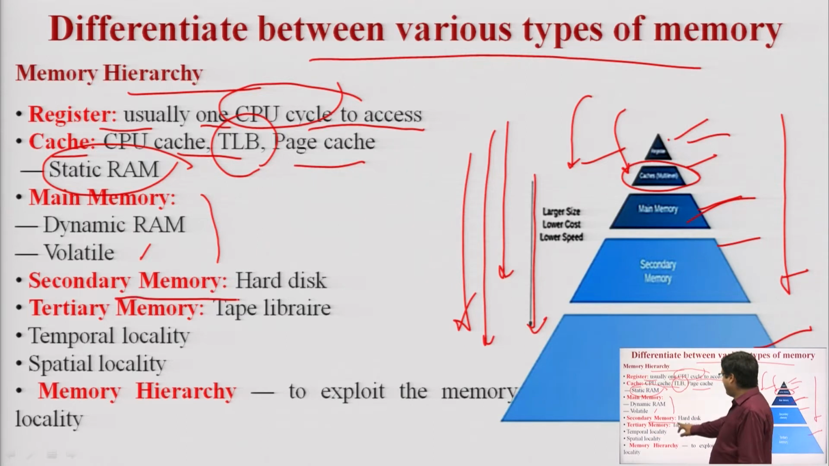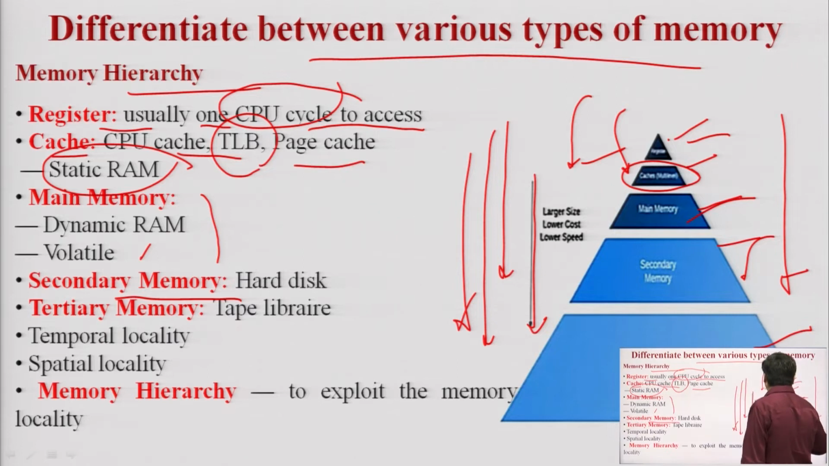After that is secondary memory. Here you can see we are utilizing secondary memory like hard disk. It is lower in the memory hierarchy. It has more space than the main memory, so it is larger in size, but lower cost and lower speed as compared to the cache and the main memory. That is what we are talking about with secondary memory.